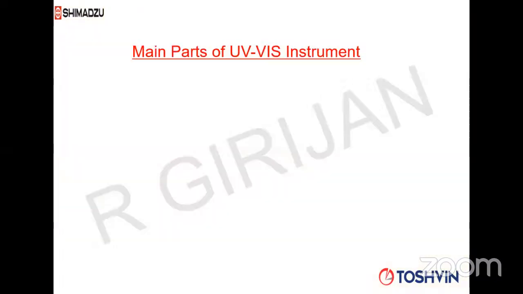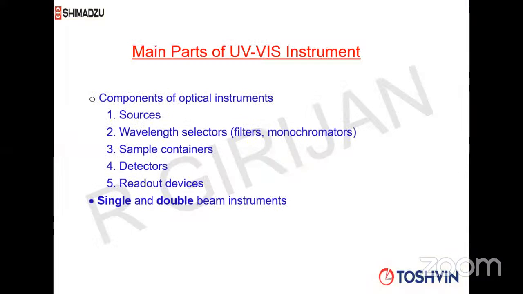Okay. Now, this is what I have written: sources and wavelength selectors. The monochromator. What is the role of the monochromator? All of us know, the monochromator is nothing but the wavelength selector. Whatever wavelength is required for the estimation is selected by the monochromator.